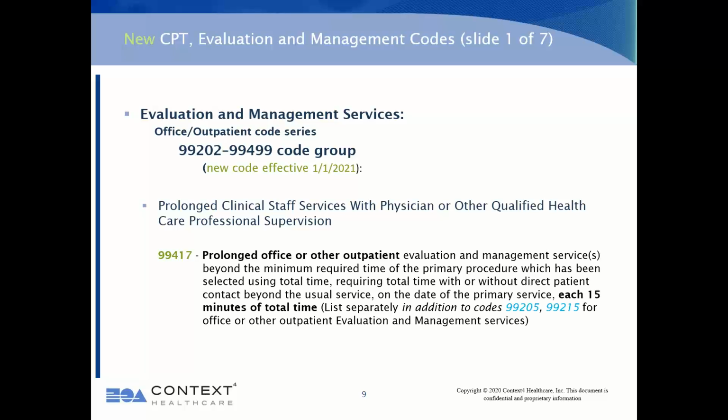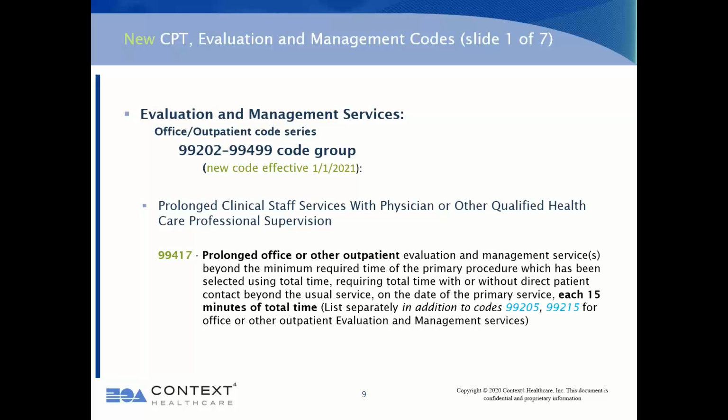Example, primary procedure 99215. And this code's assigned time interval from its updated 2021 description, which I just showed you, is 40 to 54 minutes. Time beyond this code's usual service occurs at minute 55, which is 15 minutes beyond the minimum time of this code, 40 minutes. So when providers spent 55 to 69 minutes on that established patient per new CPT guidelines, you would bill 99215 plus 1 unit, 99417. And for 70 to 84 minutes, that would support 99215 plus 2 units of 99417.